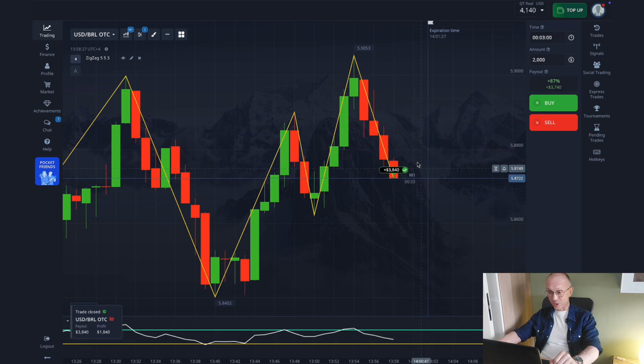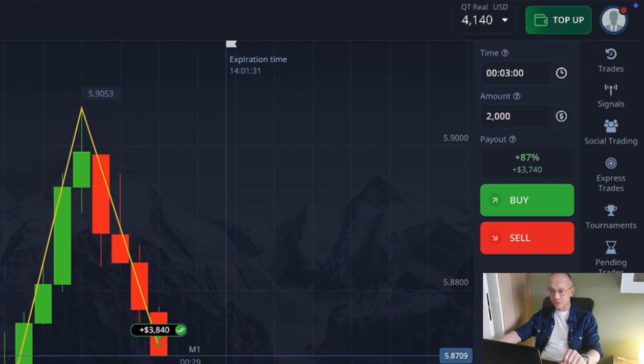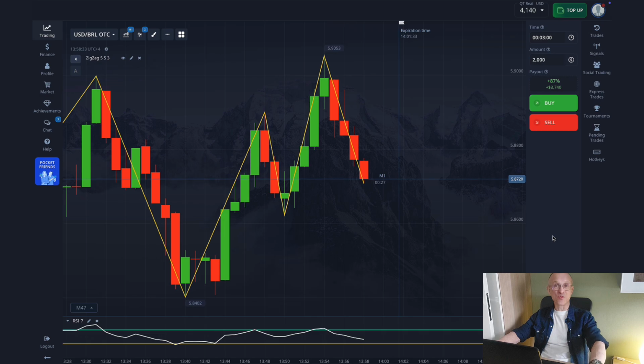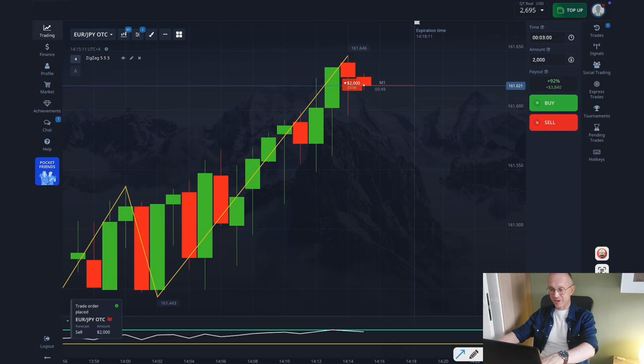And again, a confident result. The trade brings me $1,840 in profit. Let's move on. Excellent situation. The expiry time is 3 minutes. And I'm opening a short trade for $2,000.